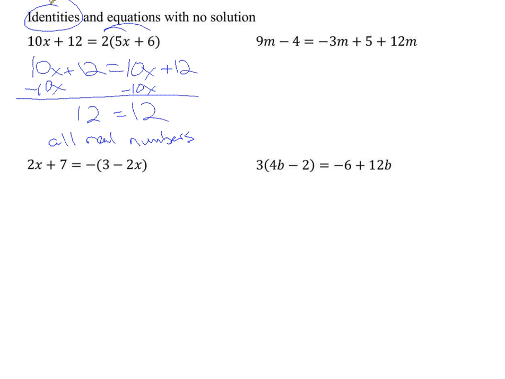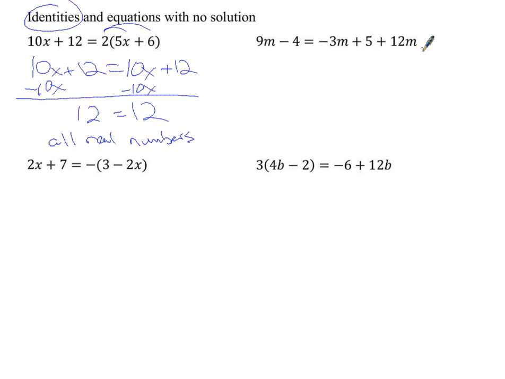That's who you are. If 10x plus 12 looks in a mirror, what does 10x plus 12 see? It sees 10x plus 12. When you have a situation like this where the same thing equals the other thing on the other side, then you have what's called an identity. All right? And the answer is all real numbers.